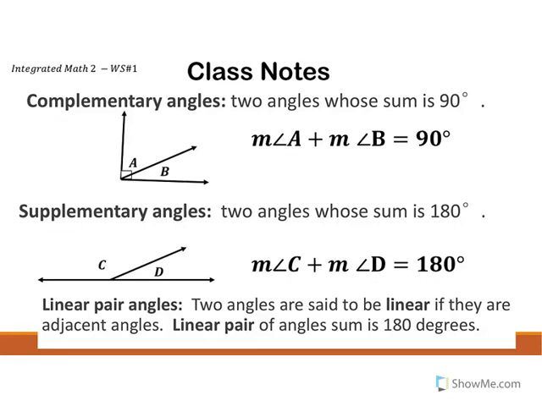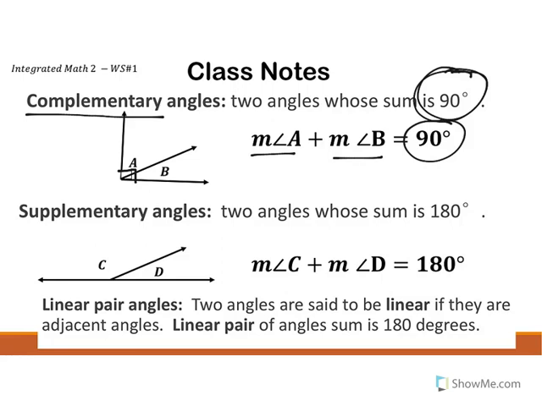The next definition is on complementary angles. Complementary angles: two angles whose sum is 90 degrees. I want you to associate complementary with 90 degrees. Here is an example of two adjacent angles, angle A and angle B. They form a right angle, so they are complementary. The measurement of angle A plus the measurement of angle B is equal to 90 degrees.